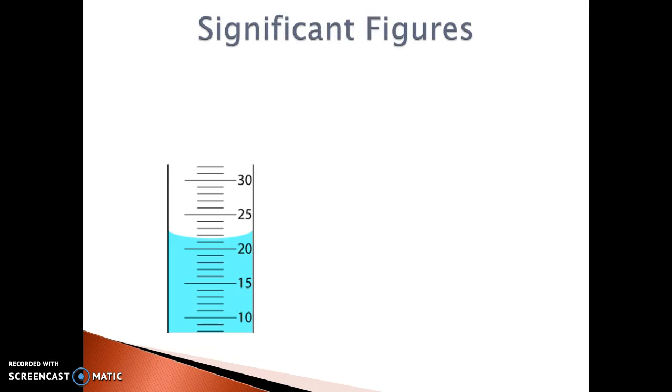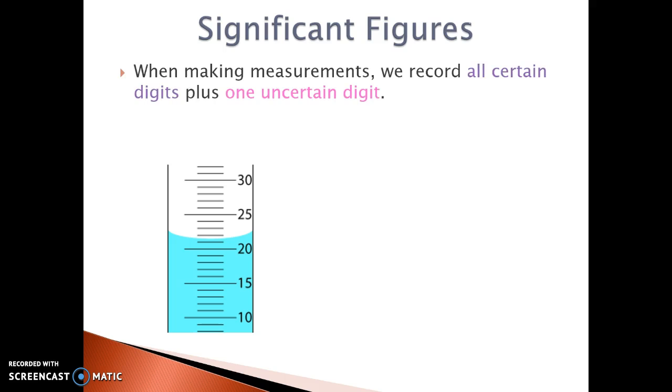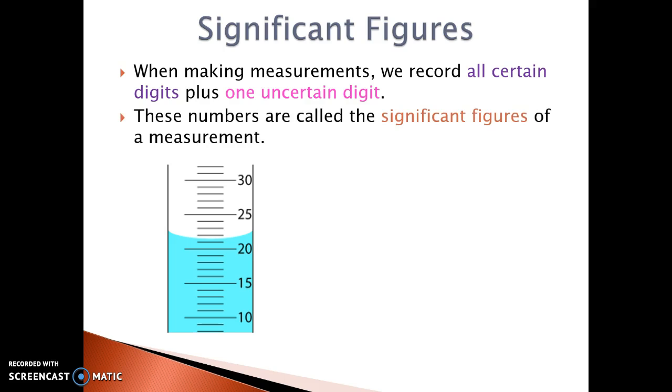Now let's take a moment to review significant figures. When we make measurements, we are going to record all of the certain digits and then one uncertain digit. These numbers are called significant figures of measurement. So for example, with the graduated cylinder on the left, a person may make the measurement of 21 milliliters. However, that would be incorrect.